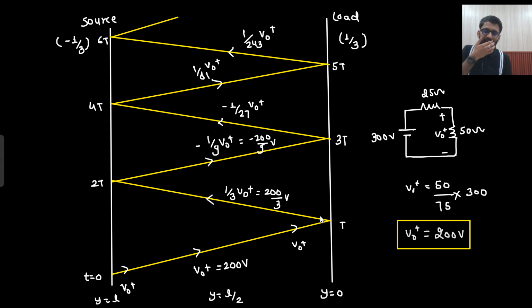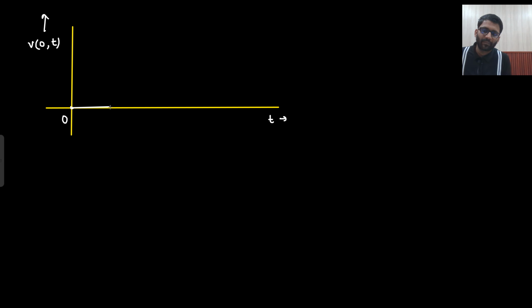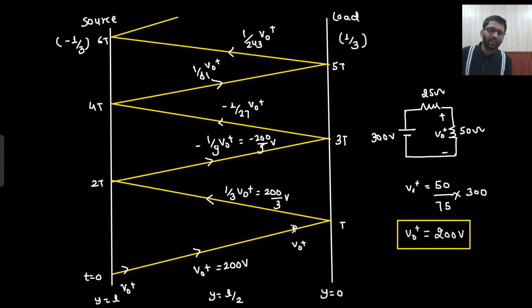Okay, so let's draw the waveform. First we are drawing the waveform at load. We are drawing the amplitude of voltage at load with respect to time. So this is my voltage at load, means y equals to 0 with respect to time. Starting with time t equals to 0, till time t there will be 0 voltage. Then at time t what will happen? At time t, V naught plus and V naught plus by 3 will come in action.